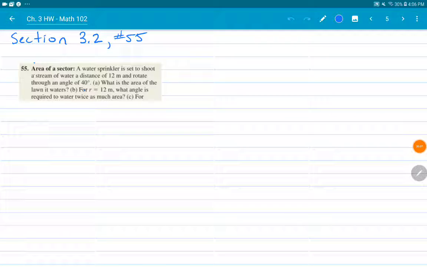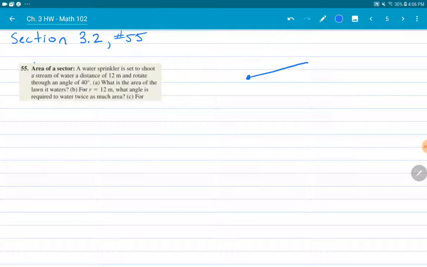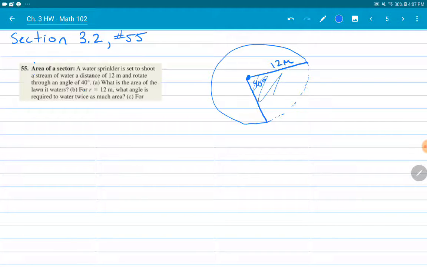In section 3.2, number 55, we're looking for the area of a sector. A water sprinkler is set to shoot a stream of water at a distance. So here's our water sprinkler guy, and it sprays water 12 meters and rotates through an angle of 40 degrees. So we have this, we're looking for the area of that sector. I know it's not a great circle.